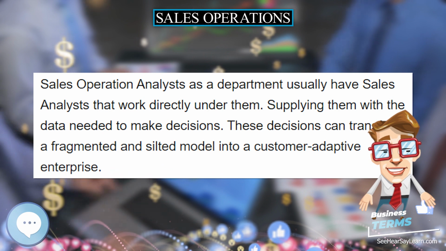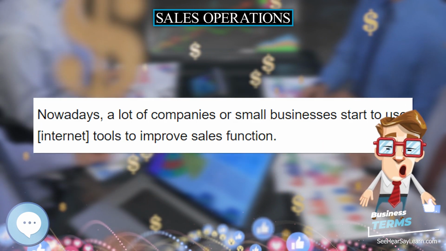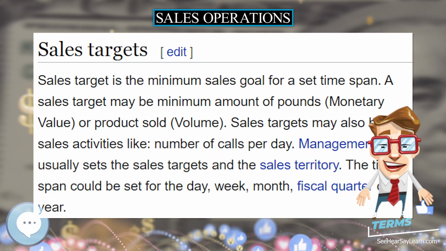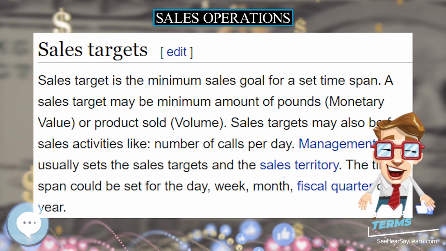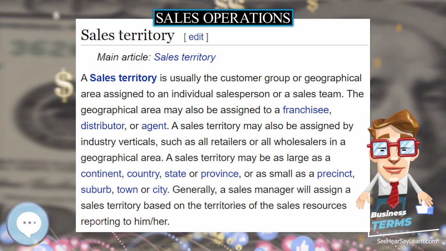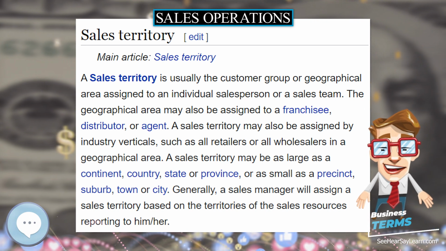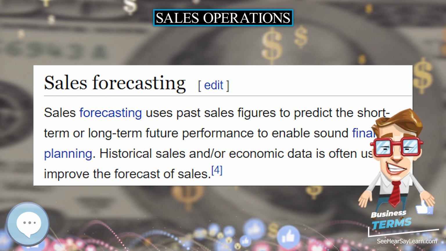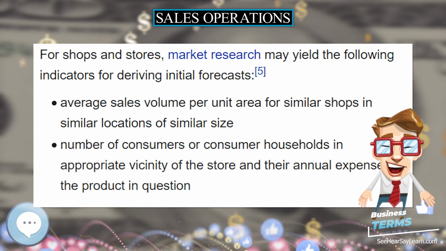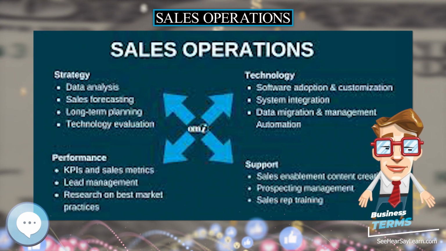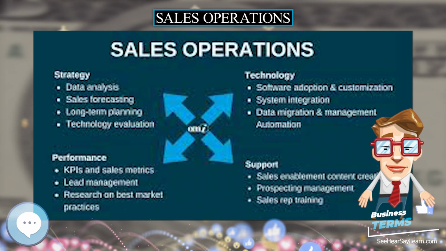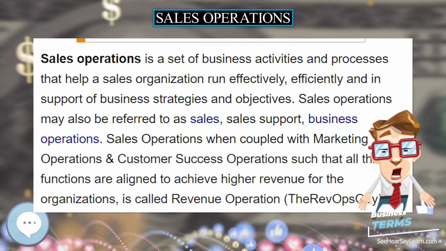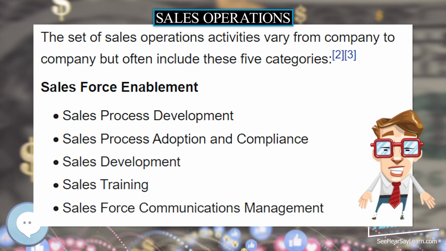Sales territory. A sales territory is usually the customer group or geographical area assigned to an individual salesperson or a sales team. The geographical area may also be assigned to a franchisee, distributor, or agent. A sales territory may also be assigned by industry verticals, such as all retailers or all wholesalers in a geographical area. A sales territory may be as large as a continent, country, state or province, or as small as a precinct, suburb, town or city. Generally, a sales manager will assign a sales territory based on the territories of the sales resources reporting to him or her.